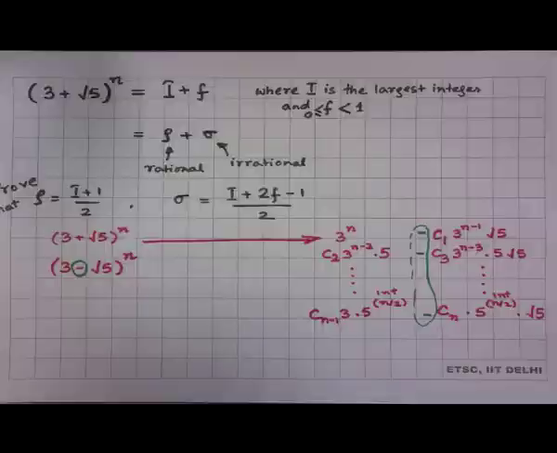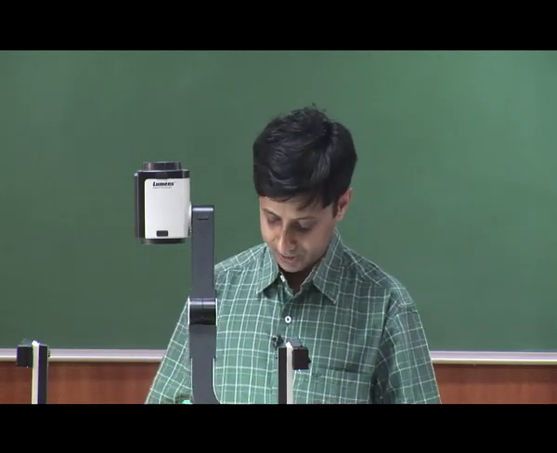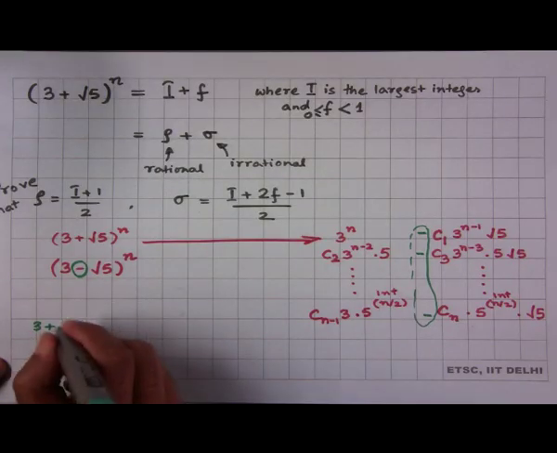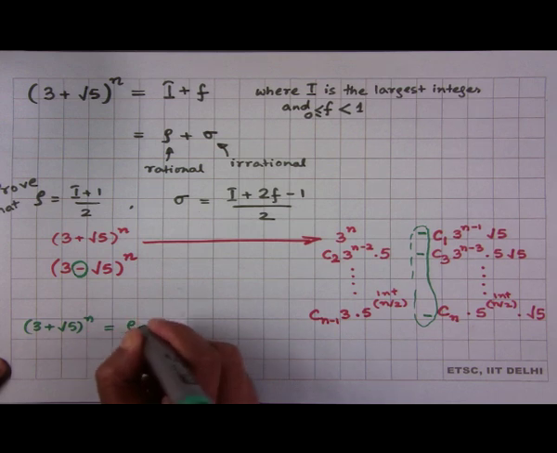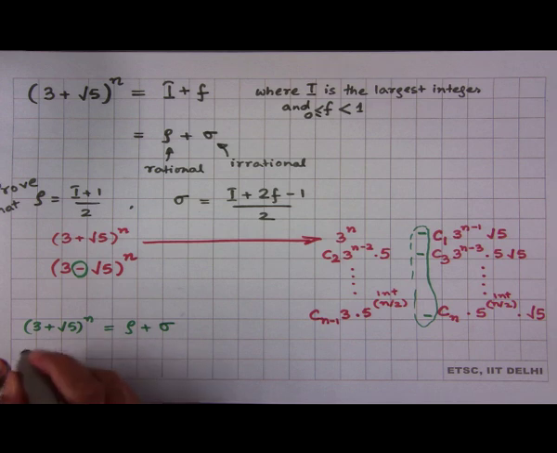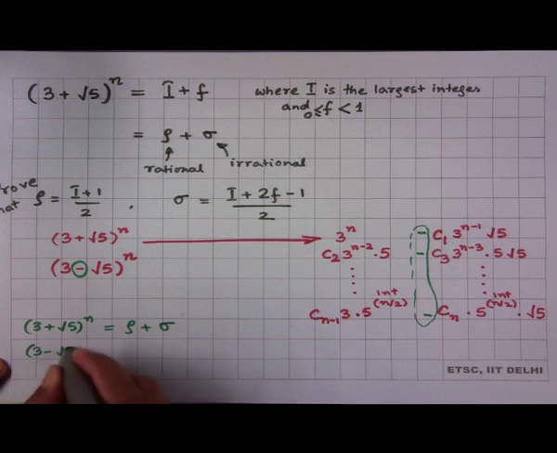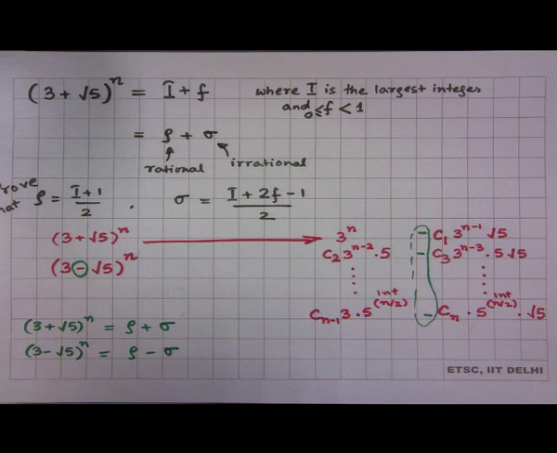Okay. So, this is the observation. In other words, if 3 plus root 5 whole power n is equal to rho plus sigma, where rho is the rational part and sigma is the irrational part, then 3 minus root 5 whole power n is nothing but rho minus sigma. Is that okay? This seems reasonable.